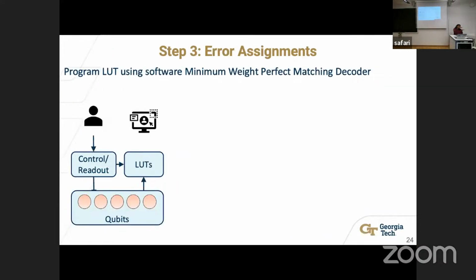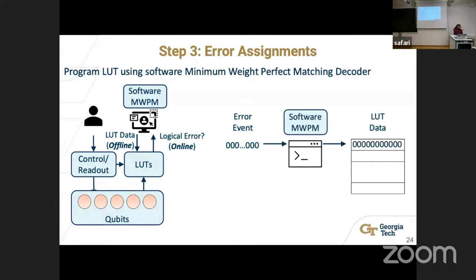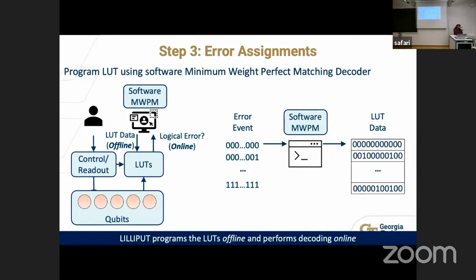So that's the type of the errors that you deal with in LILLIPUT. What you do is you have these lookup tables, right? So you need to fill up those lookup tables. And to do that, you program the lookup tables using the minimum weight perfect matching decoder, which is considered the gold standard for decoding surface codes. You prepare this lookup table data offline. You load your tables before you start your experiments, and then you can decode online. To prepare the lookup table data, you go through all the error events and then fill up the table. This way, LILLIPUT uses this offline data that it prepares to decode online.